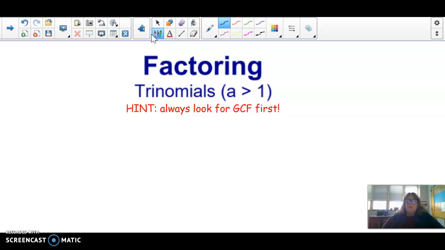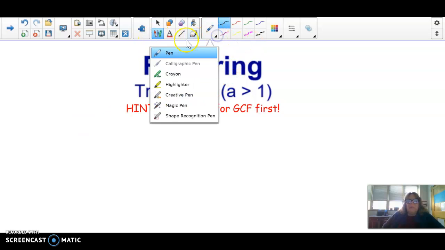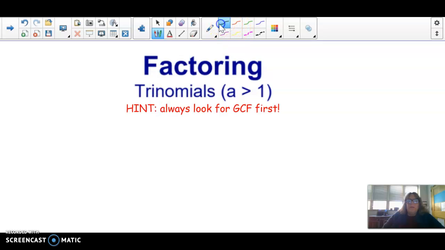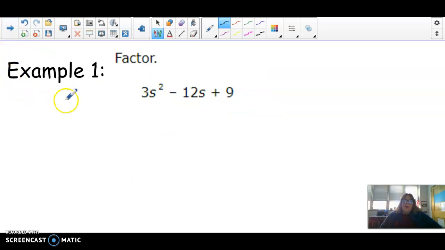Okay, we're going to do a little bit more factoring today when our trinomials have an a value greater than 1. And what I want you to specifically look for today is always look for your GCF first, no matter what you're factoring. All right, so example 2, we're asked to factor this.